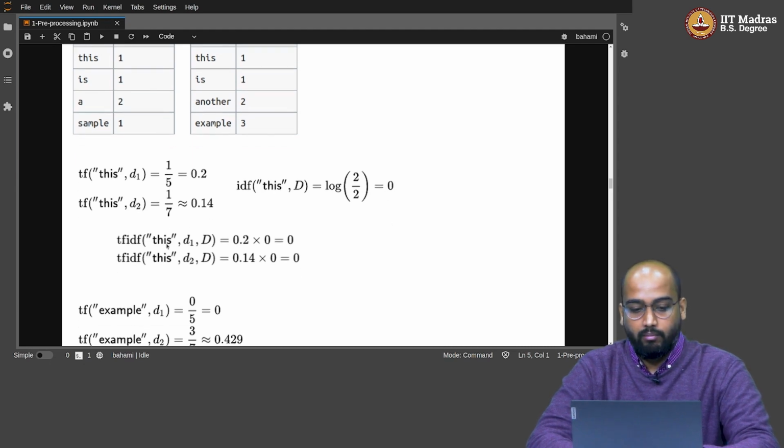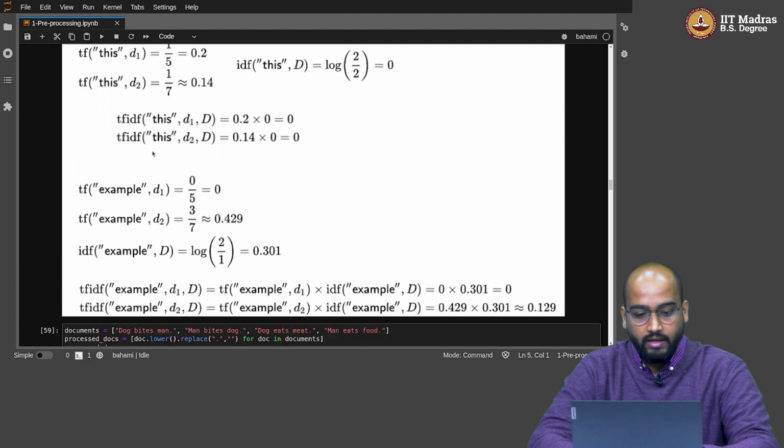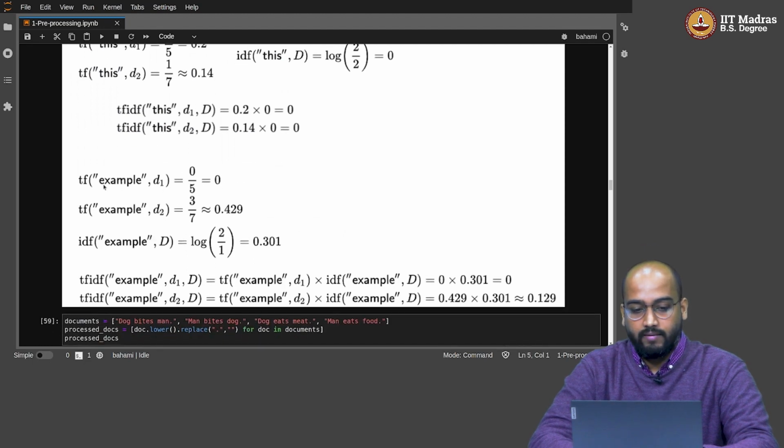So when you combine TF and IDF, which is basically a multiplication of these 2 terms, you will end up with 0. Now look at a token like example. Example occurs here thrice, but does not occur in document 1 at all. So in such a case, because the token example doesn't occur in D1, TF will be 0. It occurs in D2, so the TF for that would be a bit higher. But look at IDF. IDF is not 0 here, right?